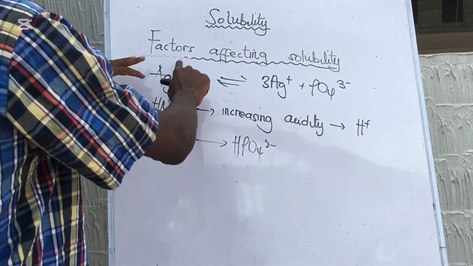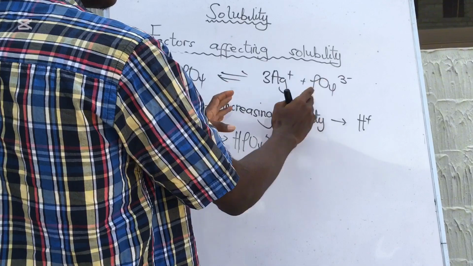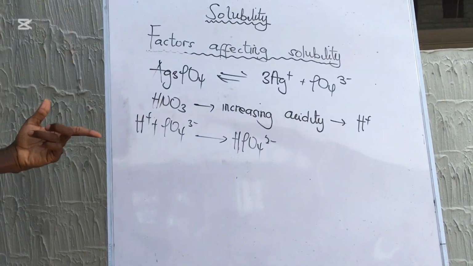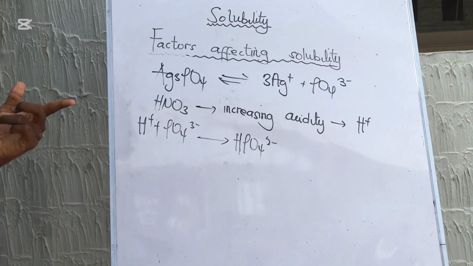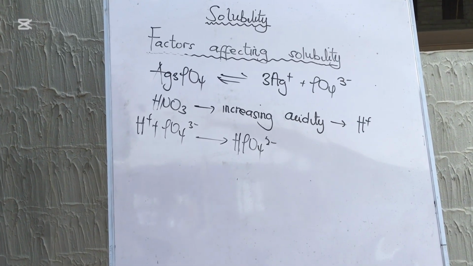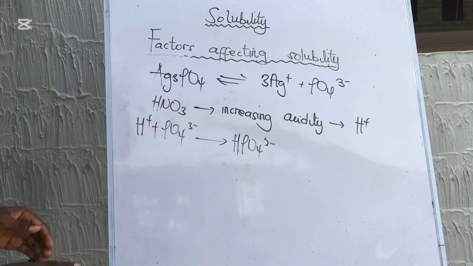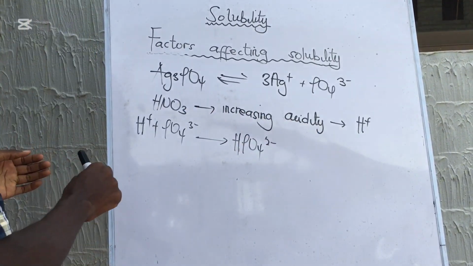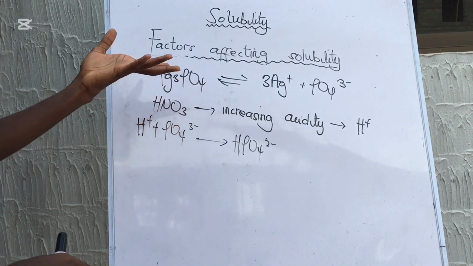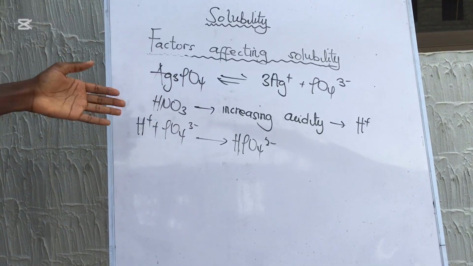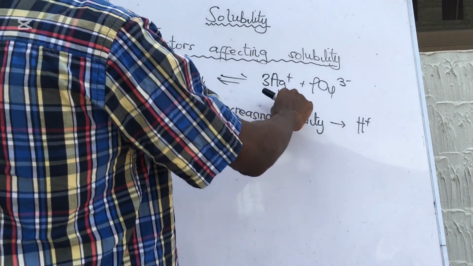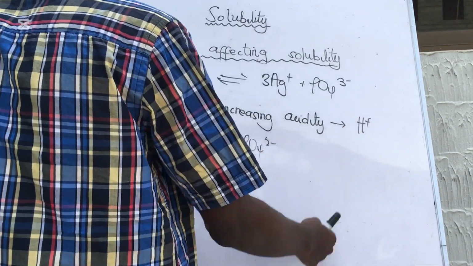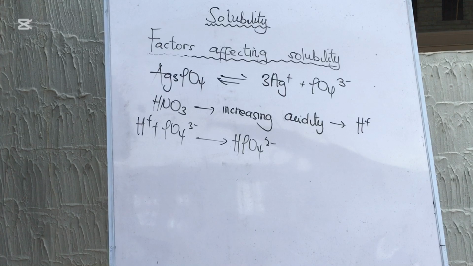So if you're having more of this now dissolving to produce this or to restore equilibrium, then we are saying that the solubility of this has increased. So that's how important it is. Now the reaction here is that if you add an acid or if you increase acidity, you are increasing the solubility of the salts. For this particular incident, if you increase the acidity, you are increasing the solubility. And if you are increasing the acidity, you are increasing the H plus in the solution.